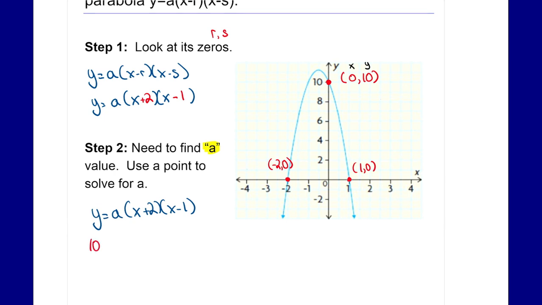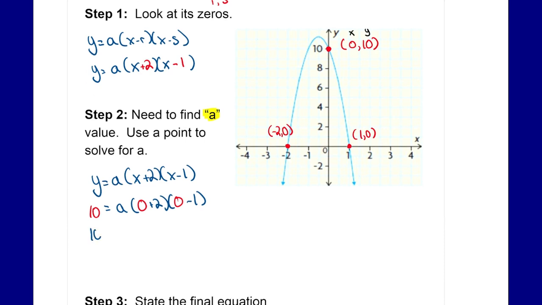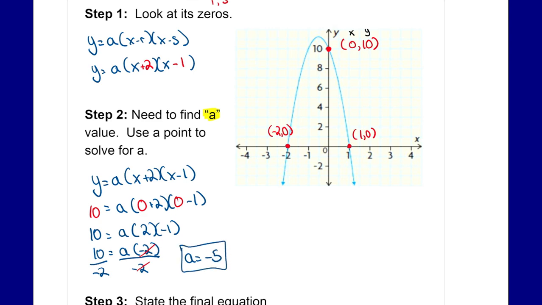So 10 for y is equal to a times 0 for x plus 2, 0 minus 1. And now we're going to go through and solve for a. So 0 plus 2 is 2, 0 minus 1 is -1. I can multiply the two numbers. 2 times -1 is -2. Now to get a by itself, I'm going to divide both sides by -2. One side will cancel out, and we're left with a is equal to -5.